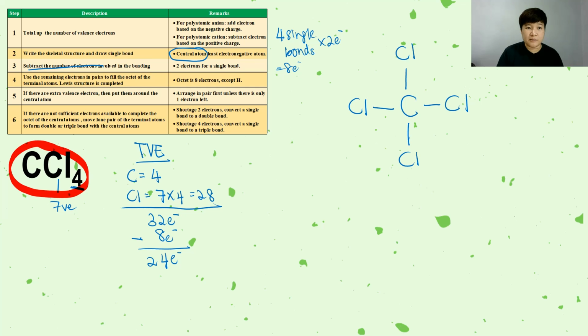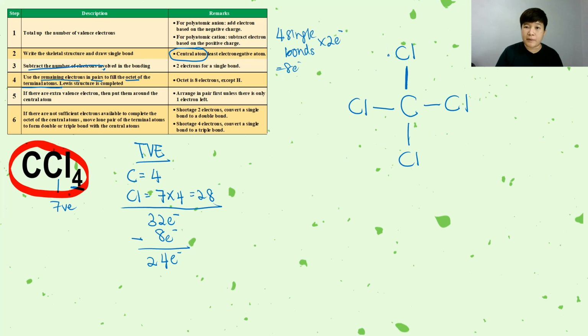After you subtract the electrons involved in the bonds, you use the remaining electrons in pairs to fill the octet of the terminal atoms. Before we check the central atom, we need to make sure that all the terminal atoms, the chlorine over here, achieve an octet. Your chlorine as a terminal atom is already holding 2 electrons in the bond. Octet means 8 electrons. I already hold 2, so I need another 6 electrons.